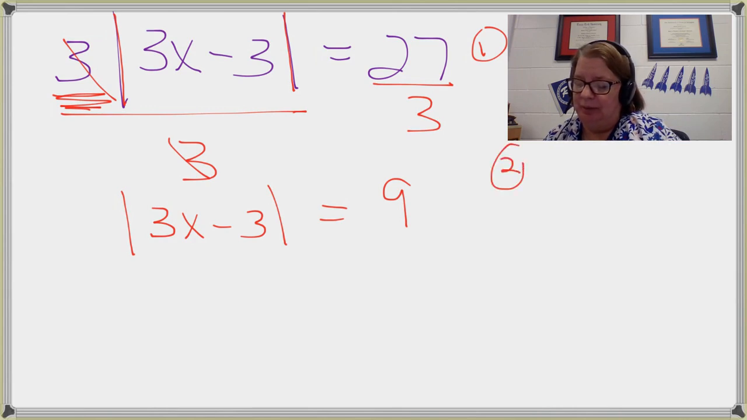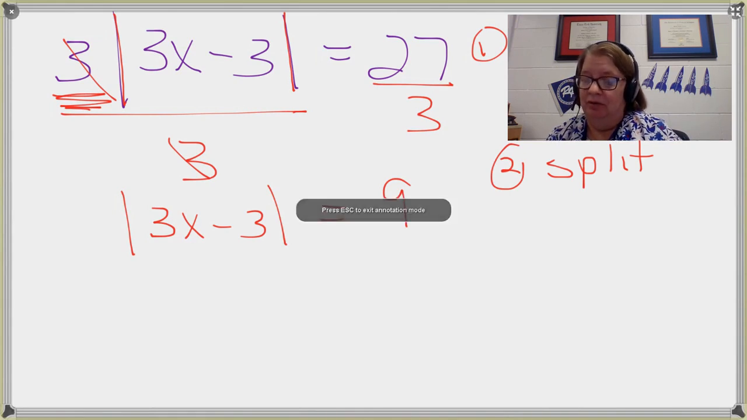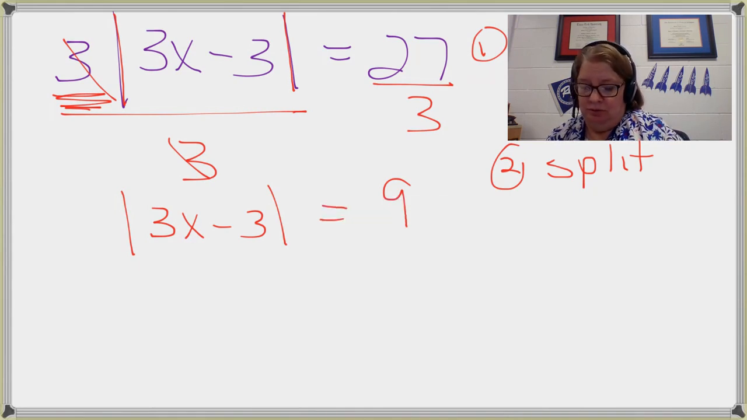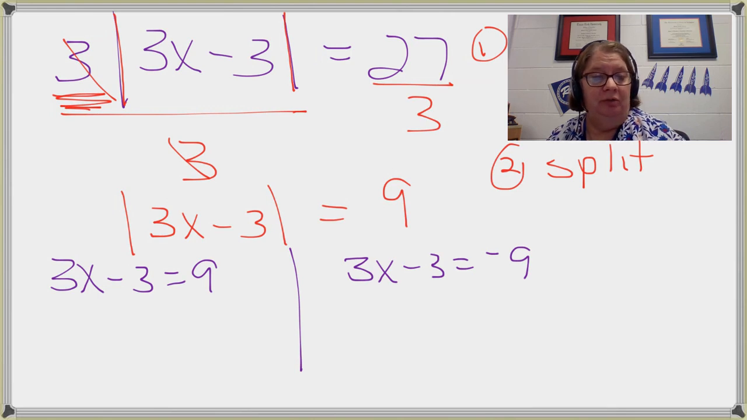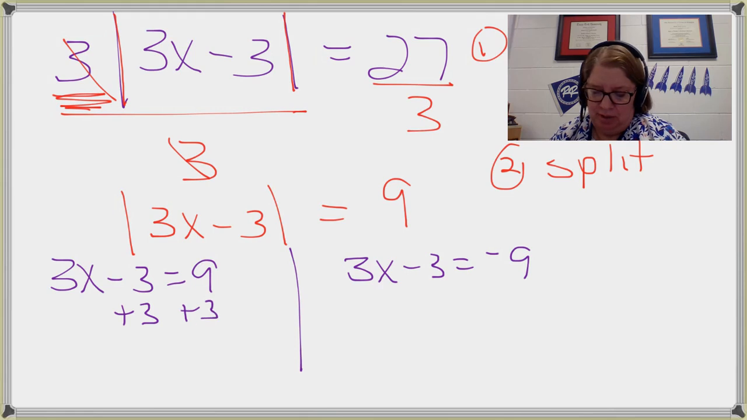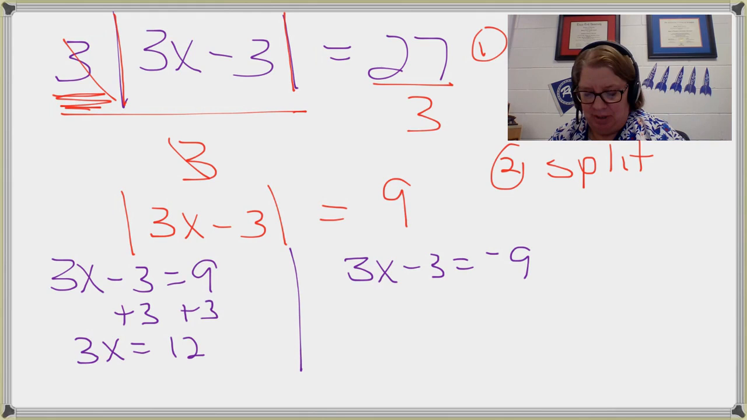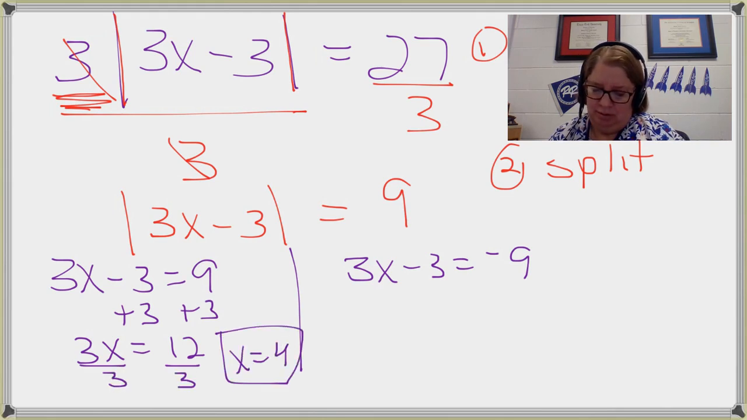Second step is going to be to split. Remember, we make one positive and one negative. So I would have 3x minus 3 equals 9, and 3x minus 3 equals negative 9, because both of those numbers are 9 units from the 0. All right, let's solve this one. Add the 3, add the 3. 3x equals 12. Divide by 3. It's a 4.